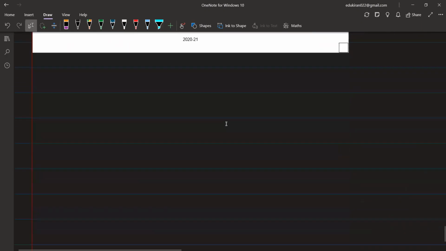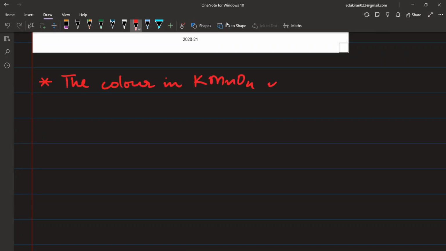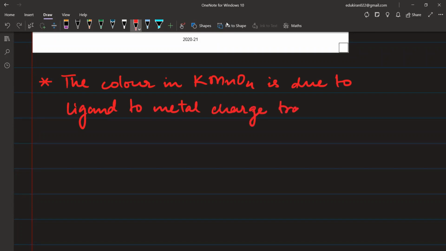अच्छा, एक पॉइंट आप लोग प्लीज लिख लीजिएगा जरा, I don't know whether I wrote this or not. The color in KMnO4 is due to ligand to metal charge transfer. ठीक है, KMnO4 में कलर इस वजह से होता है.